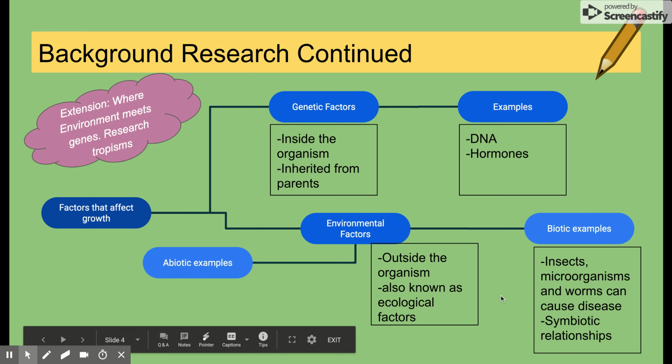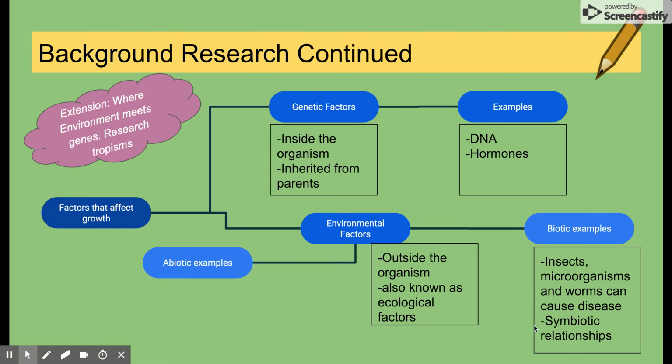Okay? You're welcome to look into symbiotic relationships. There are three types. That is mutualism, where both organisms benefit; parasitism, where one organism feeds off of its host; and commensalism, where one organism benefits and the other one is not affected at all.